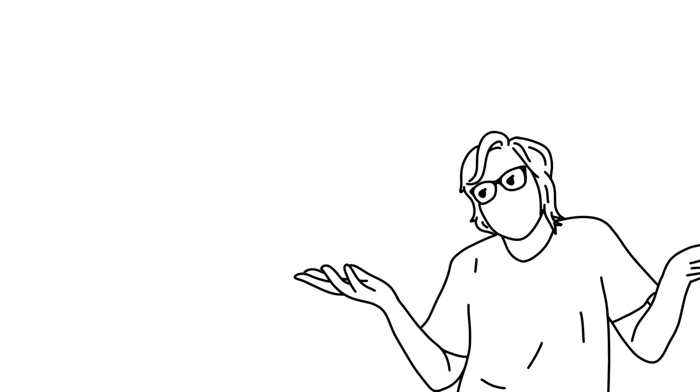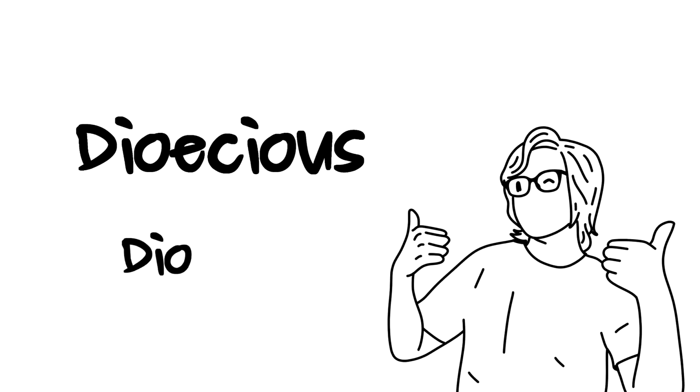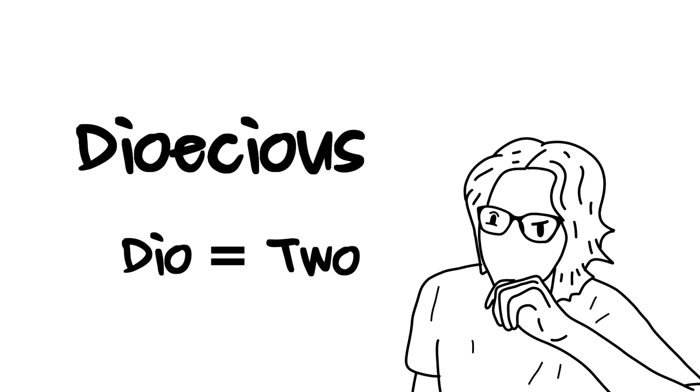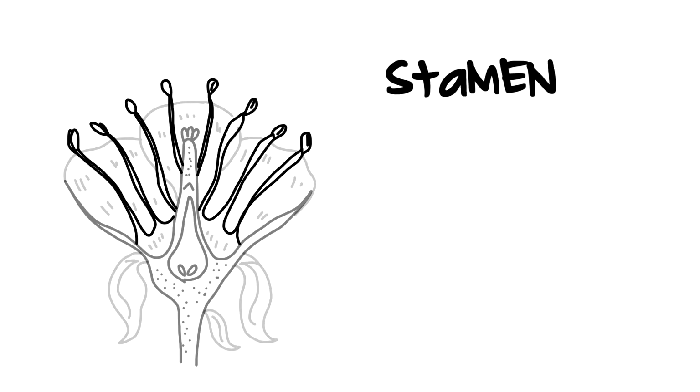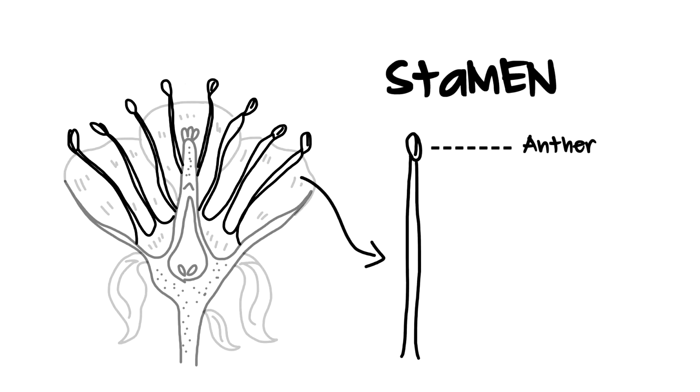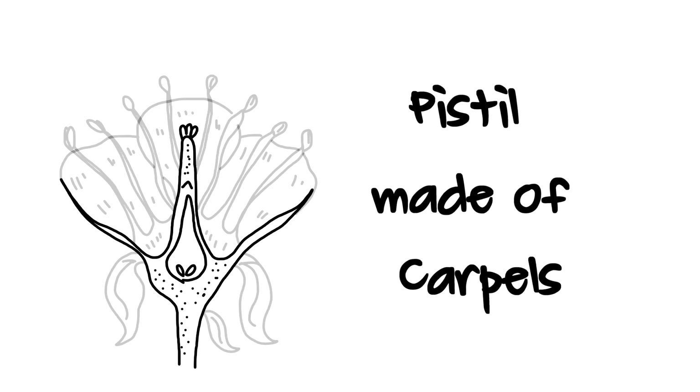If they're on different plants, then it's a dioecious plant. Dio does not mean single, so male and female are not in a single plant, meaning that they have different plants for the male and female. The male part is called the stamen, which includes the anther and the filament, and the female part is called the pistil, which is made of one or more carpels.